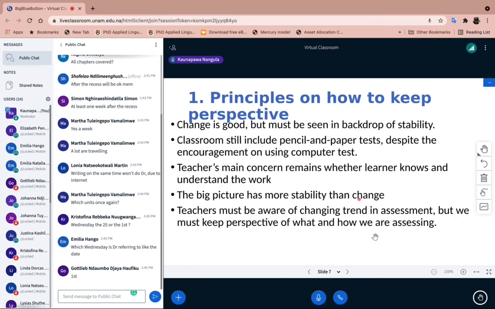The first principle is principles of how to keep perspective. When it comes to change, change is always happening when it comes to assessment. All right, we know that. And change is good, but it must not be viewed in the backdrop of stability. What we consider important about test reliability and validity has not changed much over the last few decades. We know that over the few decades, reliability and validity in assessment is still important. It has not changed. The definition has not changed.